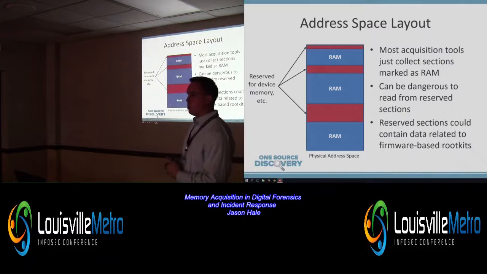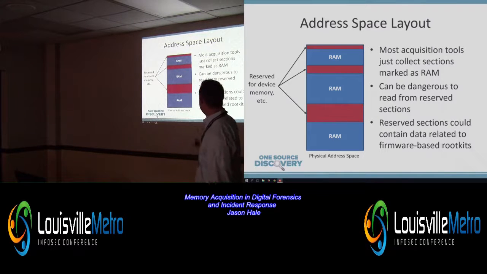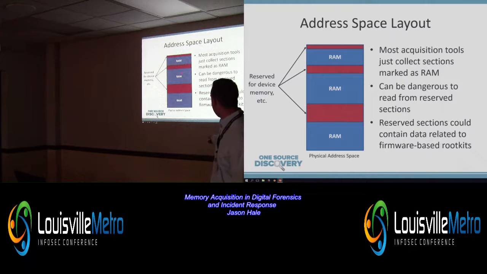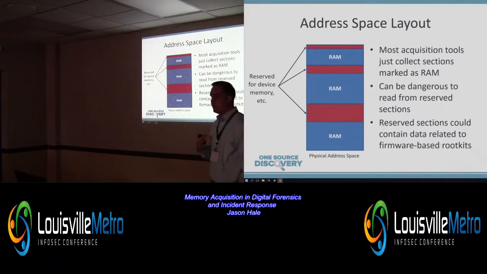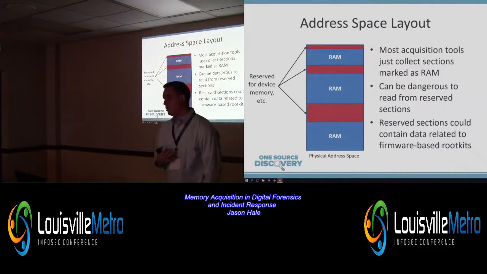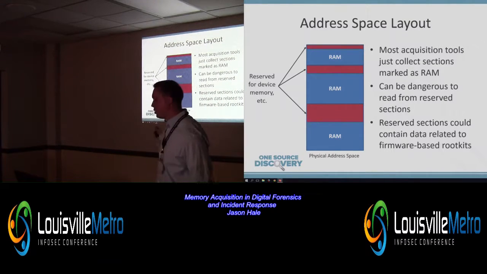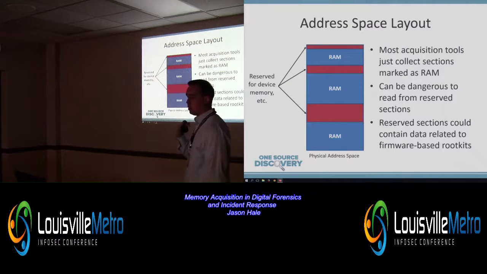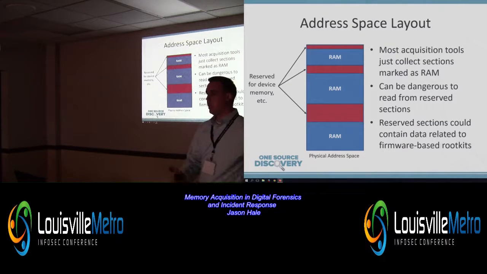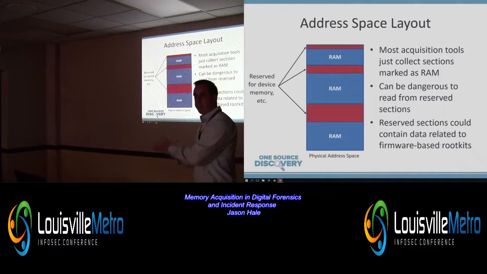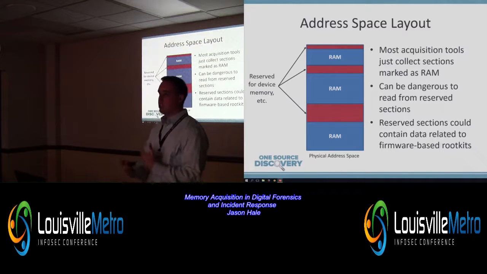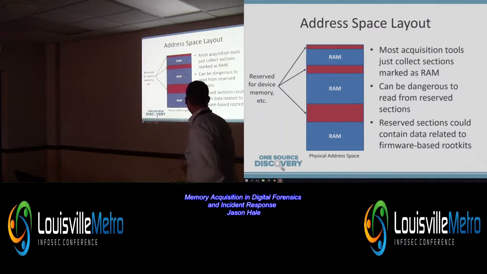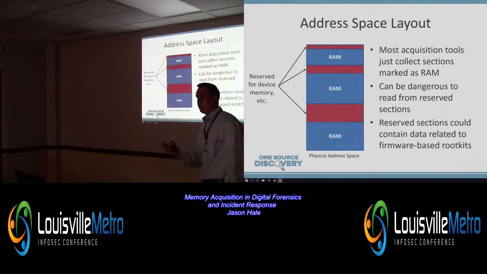Now, most acquisition tools, when they are dumping your memory, are only looking at these blue sections. They're only going to read these RAM sections, what's available for use to the operating system. One of the reasons is that reading from these red, reserved sections can be dangerous. If we're reading from a section that ends up being directly mapped to a PCI device instead of being in system memory, you can end up changing values and crashing the system, if you're changing registers on the directly mapped PCI components.